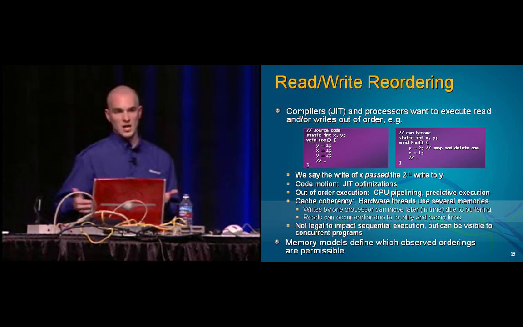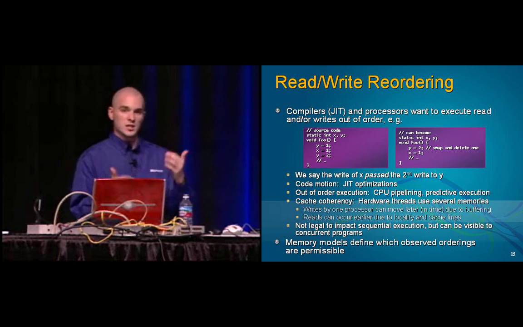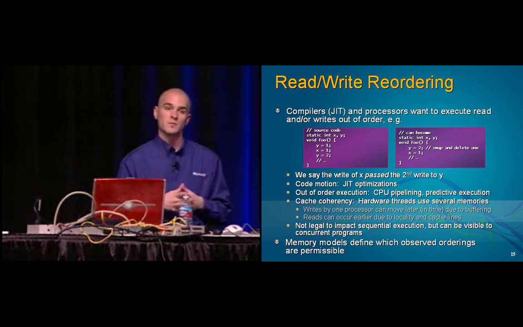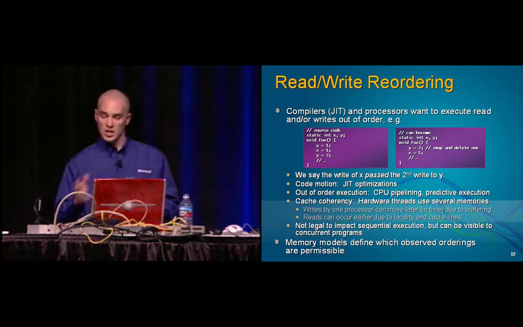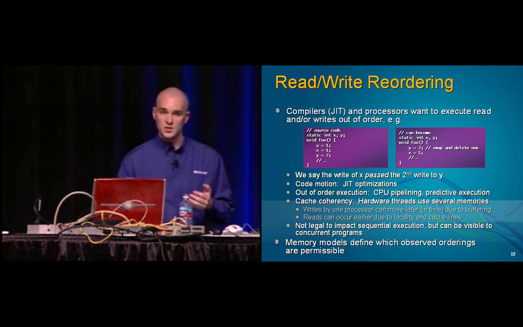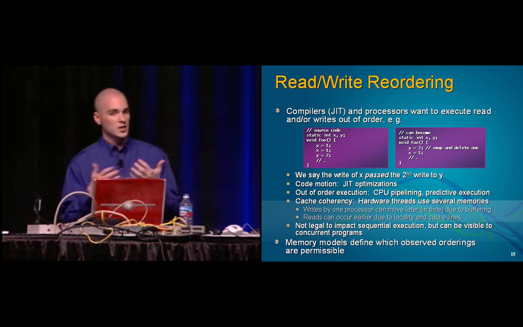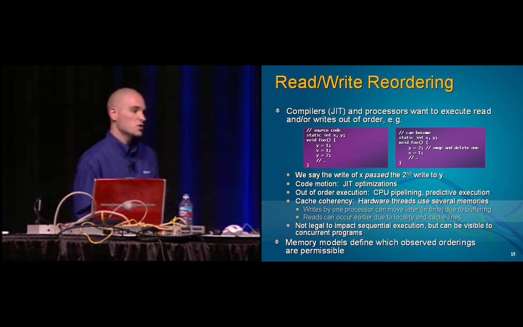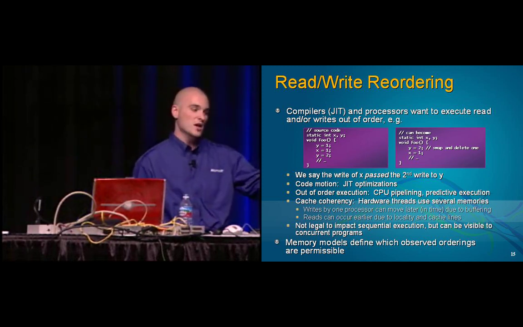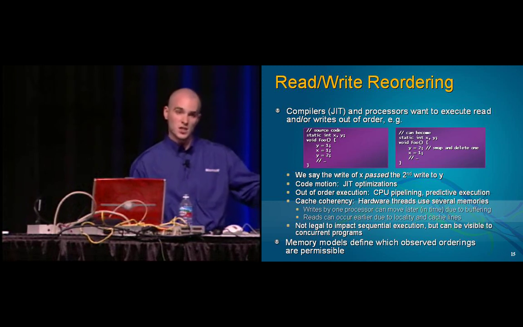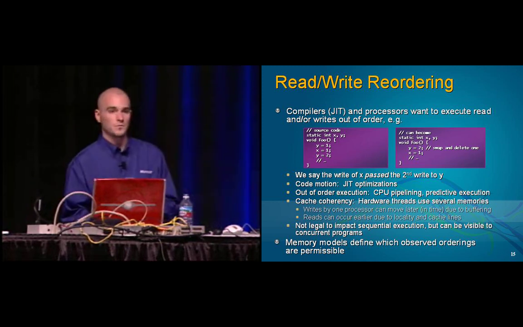So it might be strange to think about the fact that things might occur in a different order than you actually wrote your program in. But compilers, like the JIT compiler and the CLR, and processors want to execute reads and writes out of order for performance. So this code right here shows an example where the first example on the left sets y equal to 1, then it sets x equal to 1, then it sets y equal to 2.